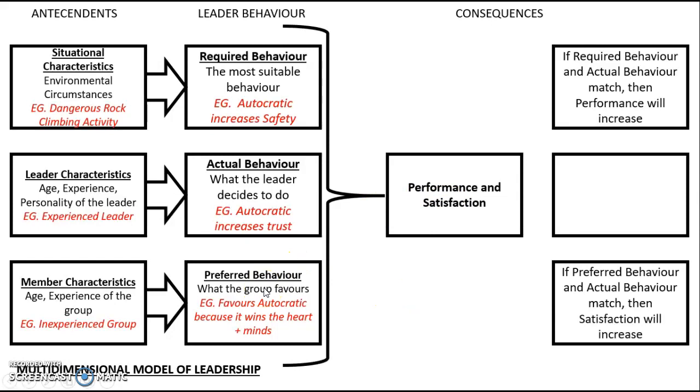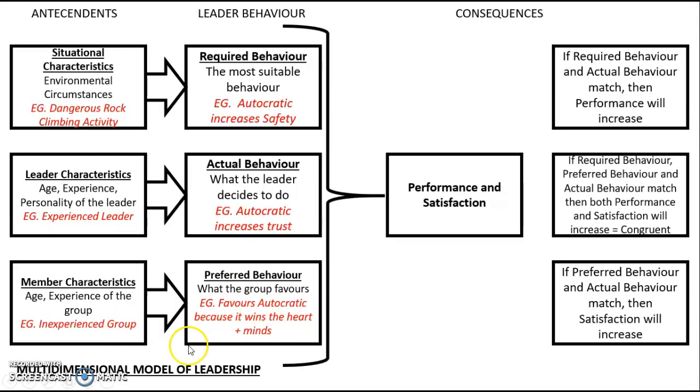The ultimate leadership climate is where you have this concept of the actual behaviour matching the required behaviour and the preferred behaviour, because what the leader actually decides to do is what the group would favour, what they prefer, and also it's what's required to overcome the situation that you're in. So when required behaviour, preferred behaviour and actual behaviour match, performance and satisfaction will increase, and this makes the leadership behaviour congruent, or it gives you congruence, and that is different to consonance, which is when all attitude components agree. Okay, so just make sure you've got that in.